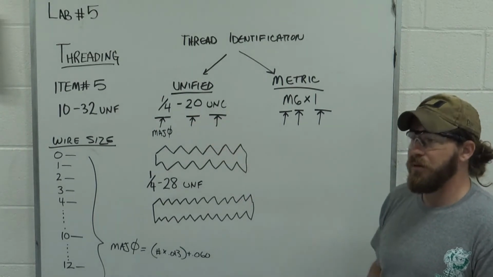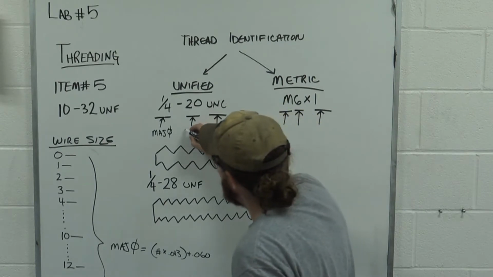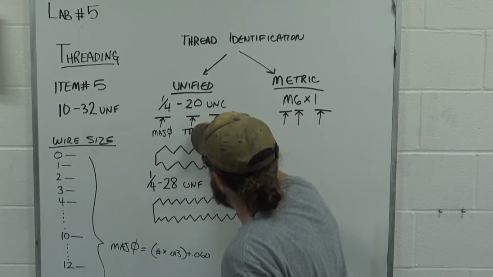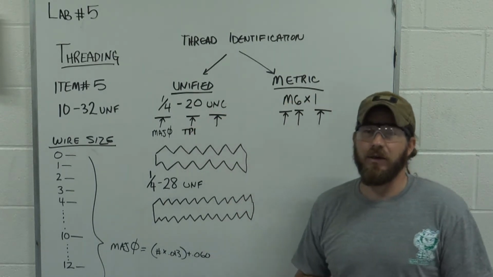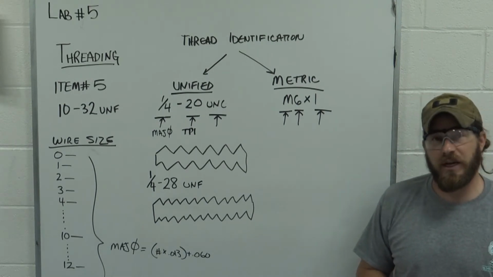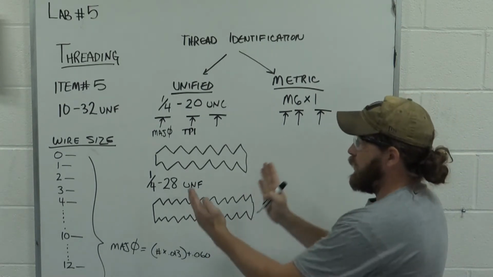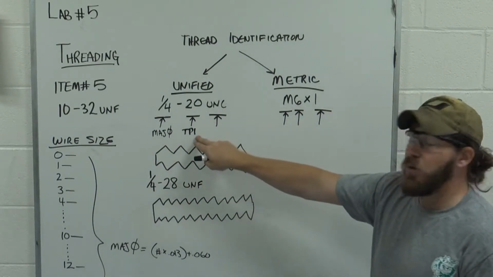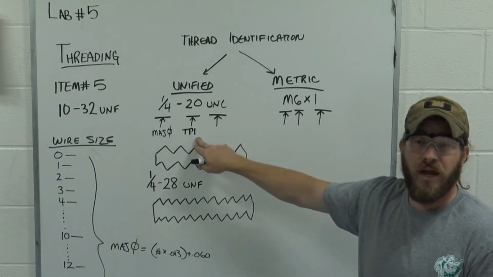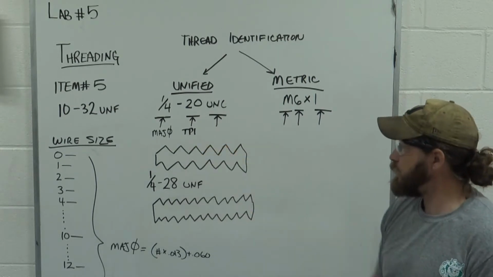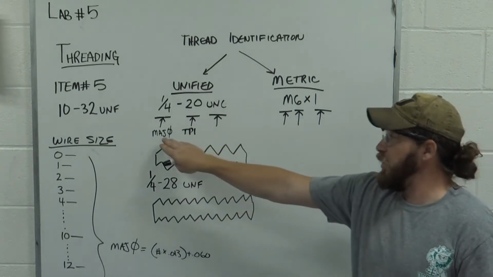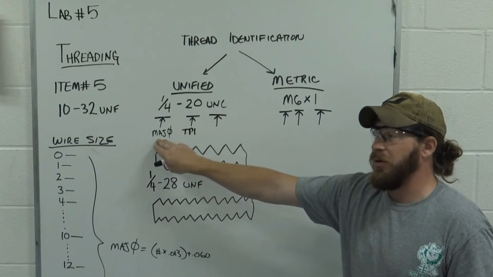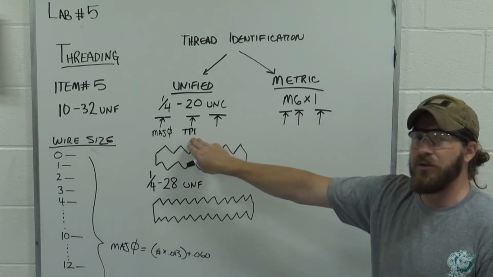This next number is your TPI, which stands for threads per inch. So, within an inch of this thread, there's going to be 20 threads, full threads. All right? So, the two major things are the major diameter and the threads per inch.